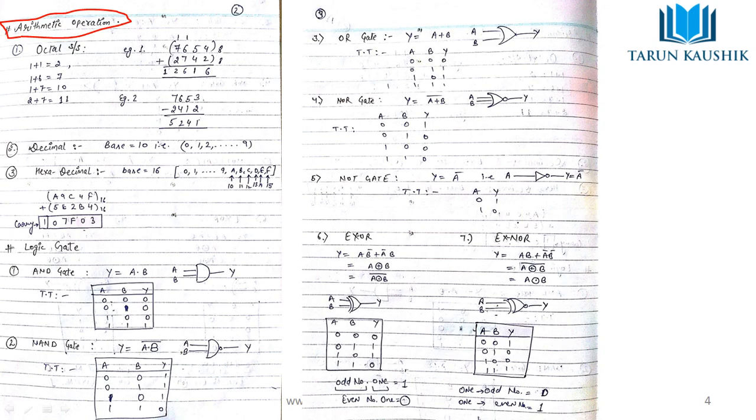So in octal, how to add? How do we do the addition in the octal system? 1 plus 1 equals 2, 1 plus 6 equals 7, but we have counting only up to 7. We don't have counting after 7. So what will we do? 1 plus 7 equals 8. So 8 we will write down as 0, and we will put 1 as a carry.